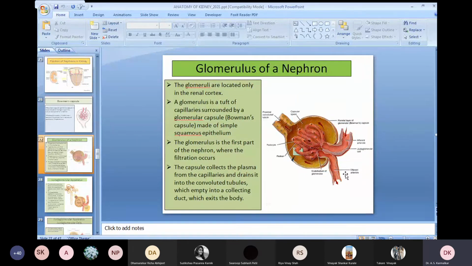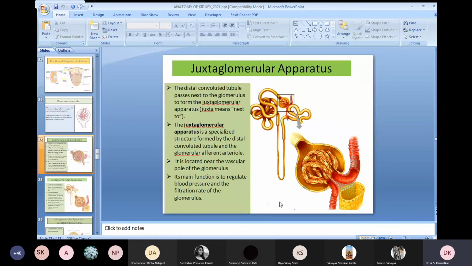You can see this is a Bowman's capsule, the parietal layer, and this is a visceral layer, which is having the cells called podocytes. So this is a filtration membrane actually, through which blood filtrates. Blood enters and you get filtered, and it will form through the urinary space. This is called the urinary space, and it will pass through the PCT, that is proximal convoluted tubule. Juxtaglomerular apparatus, it is an apparatus. It is in contact with the afferent arteriole and the DCT. So some of the cells get modified to form the juxtaglomerular apparatus.